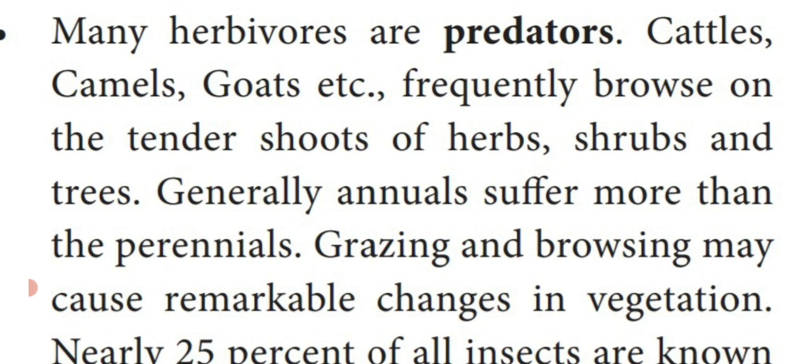Most of the herbivores, what is herbivores? Plant eating animals, are predators. For example, cattle, camels and goats. These herbivorous animals frequently browse on the tender shoots, that means they are grazing the tender shoots of the herb, shrub and the trees. That means they are eating the leaves of the trees, herbs and the shrubs.